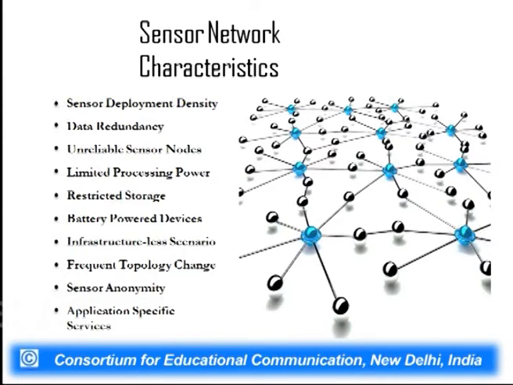Next, we have frequent topology change. Let me explain first what a topology is. Topology is a basic network layout. So the point here is, in what manner the network is initially deployed, the network layout that is there initially, it might be different with respect to time.